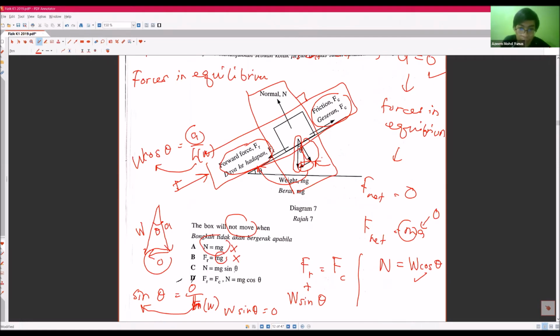N equal to mg sin theta, N equal to mg cos theta, so wrong. Fr equal to Fc, okay, that's correct. If this term over here is already included in the Fr, and N equal to mg cos theta, basically right as well, because N equal to mg cos theta over here. So D is the correct one.